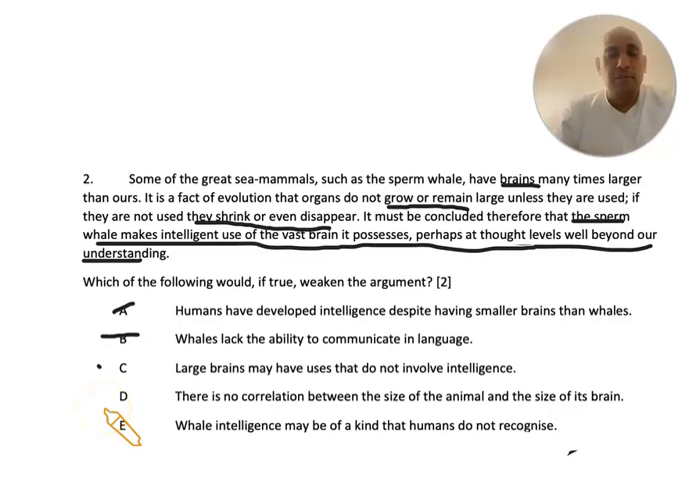Let's look at D. There is no correlation between the size of the animal and the size of its brain. This talks about body size compared to brain size. But the argument is not about animal size. It's talking about brain size and intelligence. D is talking about the wrong relationship.